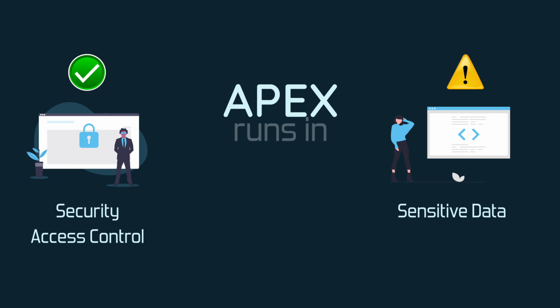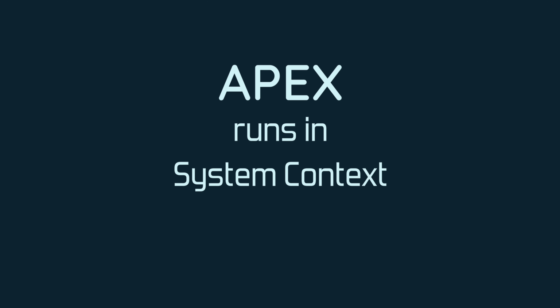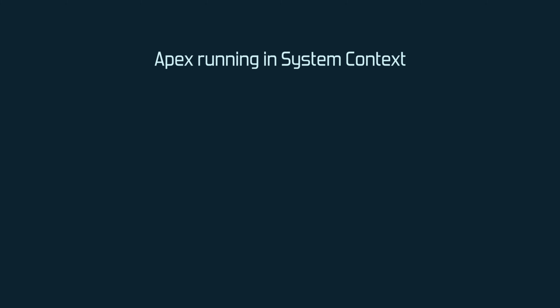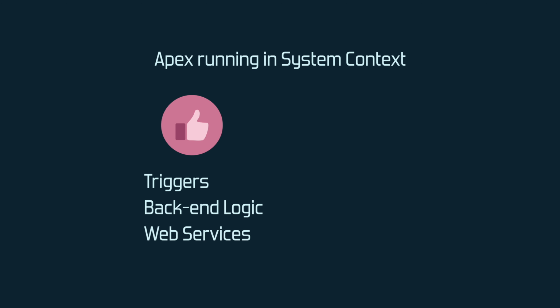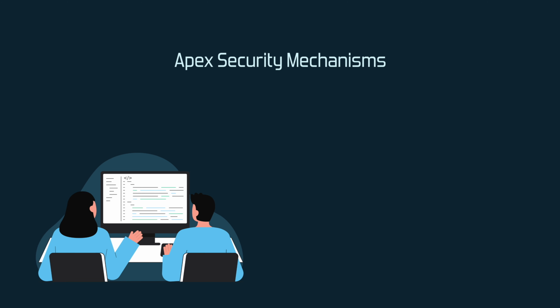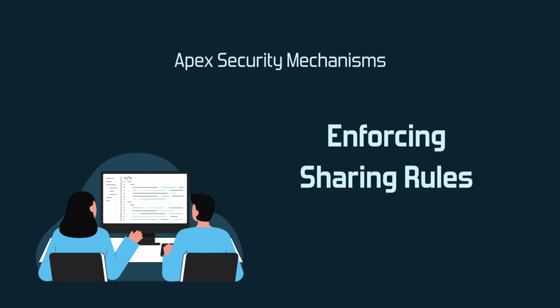That's because Apex runs in system context, which means the current user's permissions and field level security are not taken into account when the code is running. In most scenarios, this is needed for backend logic to run successfully without errors due to missing user level permissions. But for scenarios where you have to make sure that security is enforced in your Apex code to protect sensitive data, Apex provides several ways to handle this. So let's start looking into each of these mechanisms, starting with enforcing sharing rules.